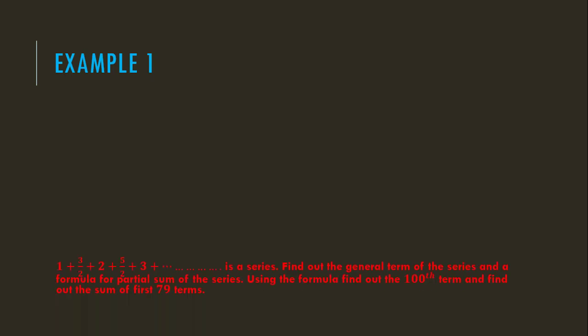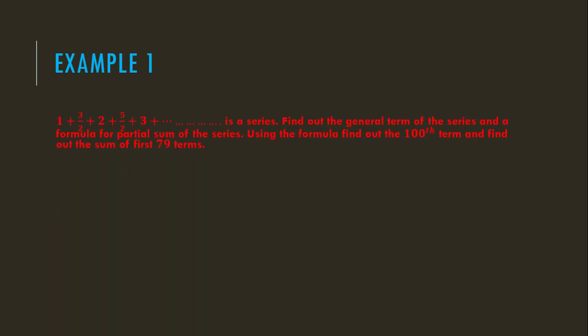So example 1. We are given a series like 1 plus 3 by 2 plus 2 plus 5 by 2 plus 3 plus dot dot dot. Now we have to find the general term of the series and a formula for the partial sum of the series. Using the formulas, we have to find the 100th term and the sum of the first 79 terms.